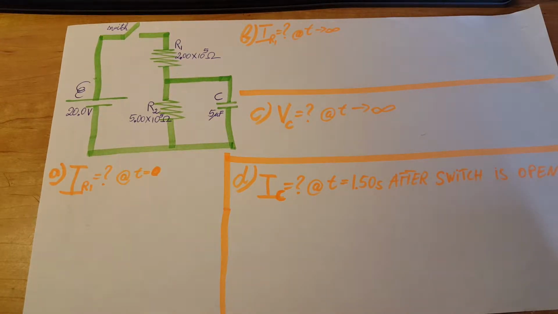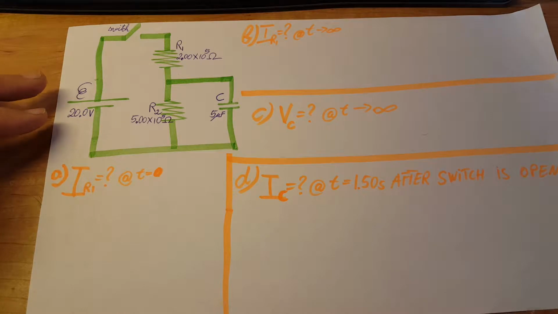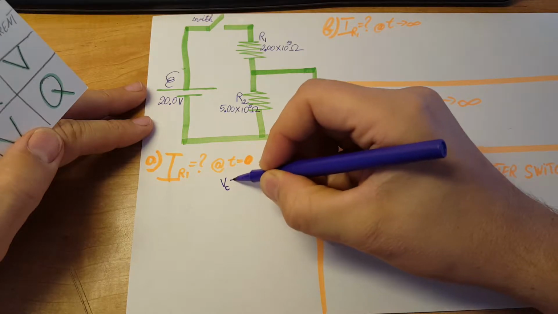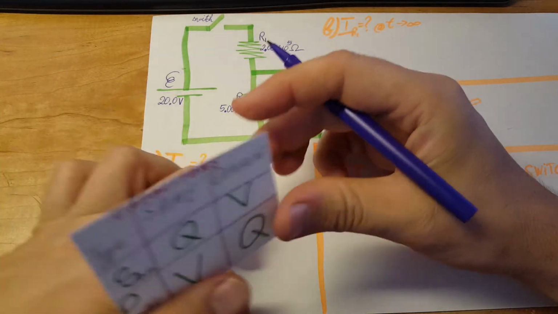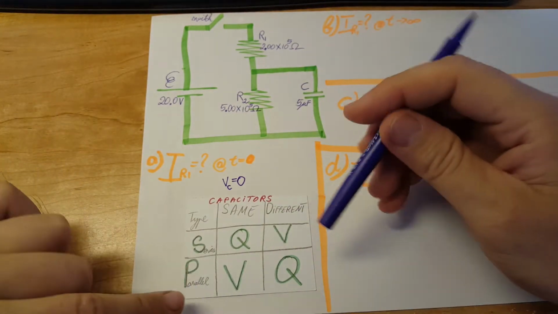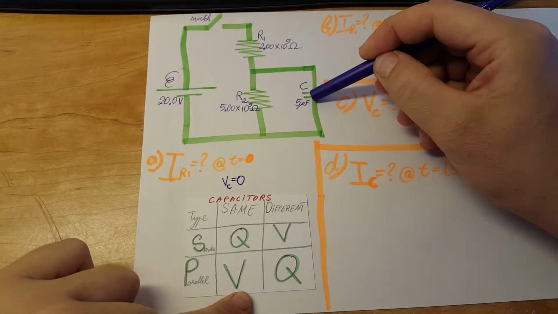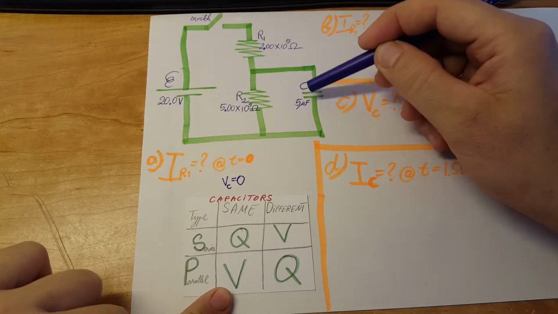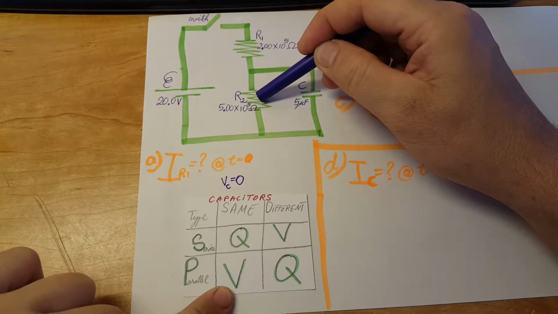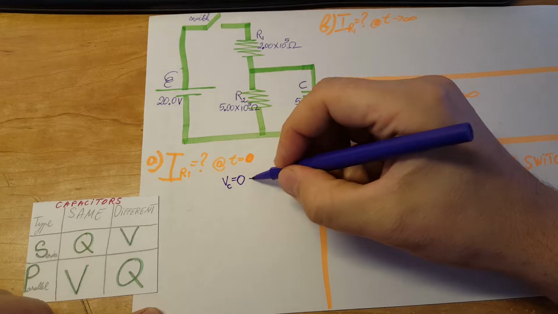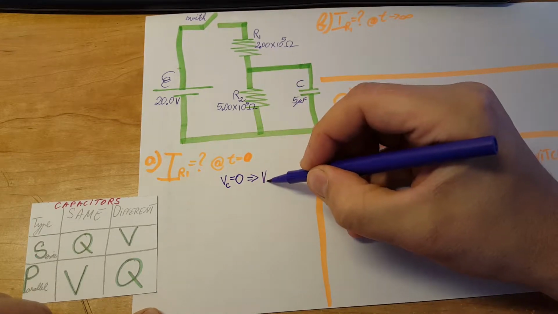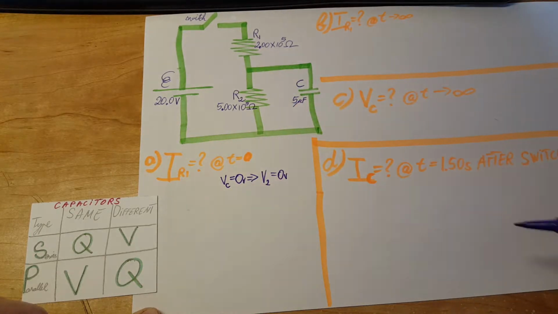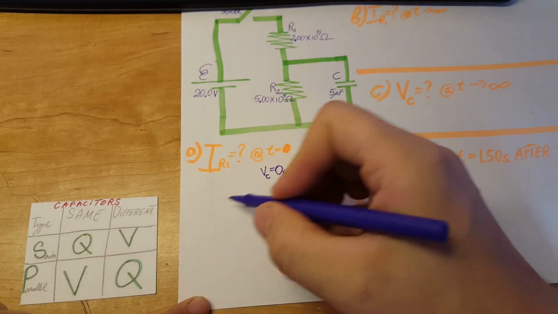Okay, at t equals 0 our capacitor is uncharged, therefore we know that the voltage on the capacitor is 0. Now, in parallel the voltage is the same. Since the voltage here is 0, then on this resistor it will also be 0. The voltage on resistor 2 will also be 0 volts. Now, because we know these, let's do a quick loop rule.